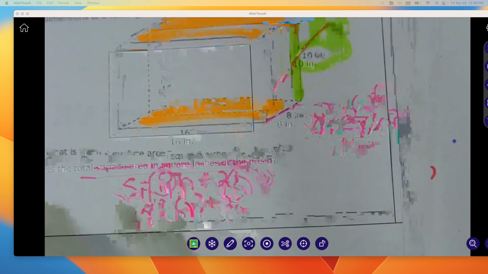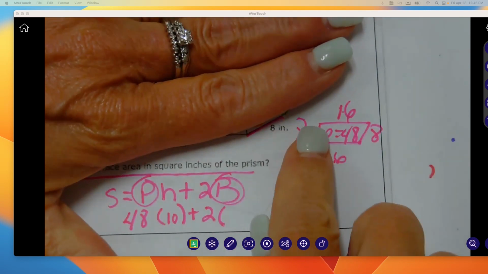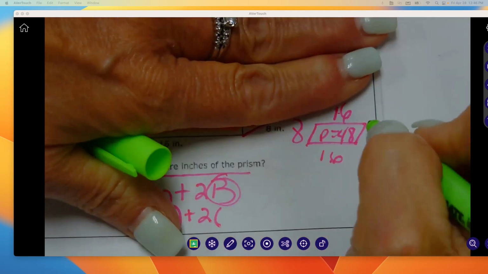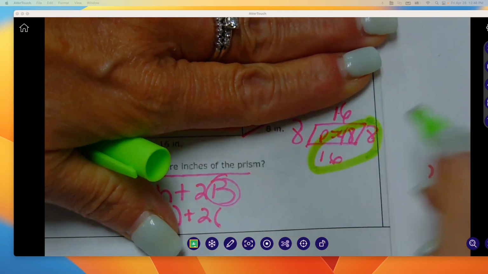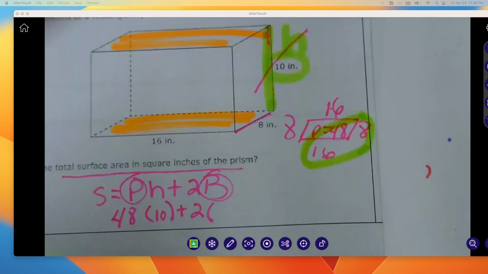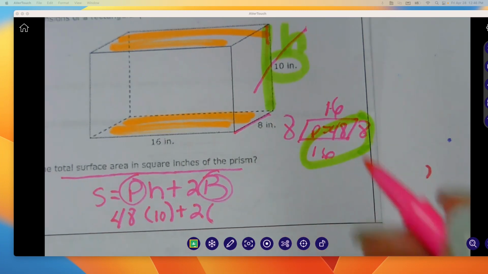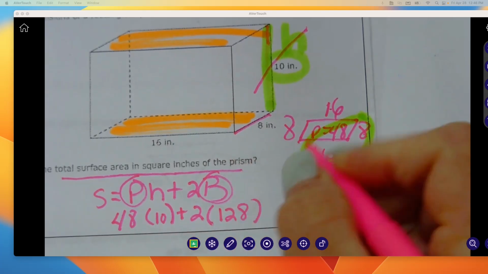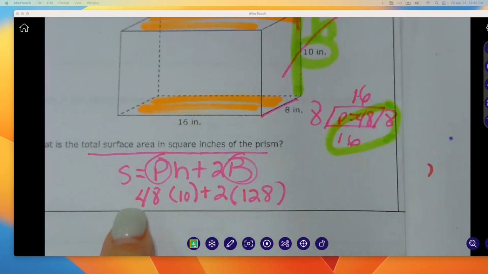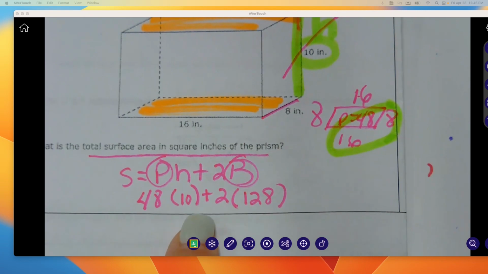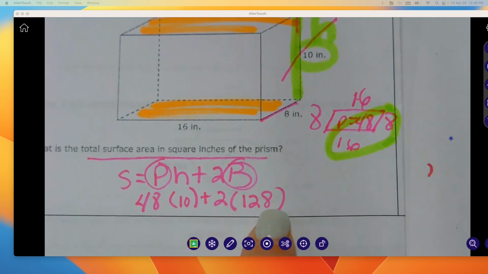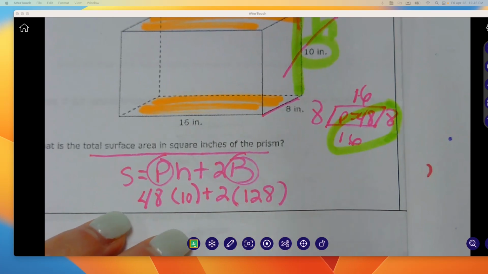Capital B is area of the base. Again, here's my base. To find area, I'm going to multiply base times height, length times width. Okay, so I'm going to multiply 16 times 8. And so for my area of this rectangle, I'm going to get 128. So I've gotten my perimeter of the base, I've gotten the height of the prism, and I've gotten the area of the base.